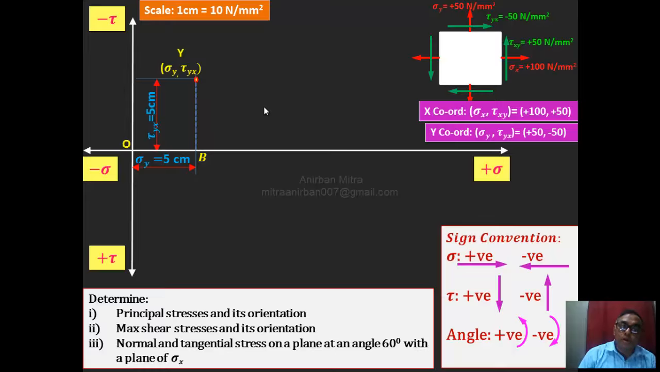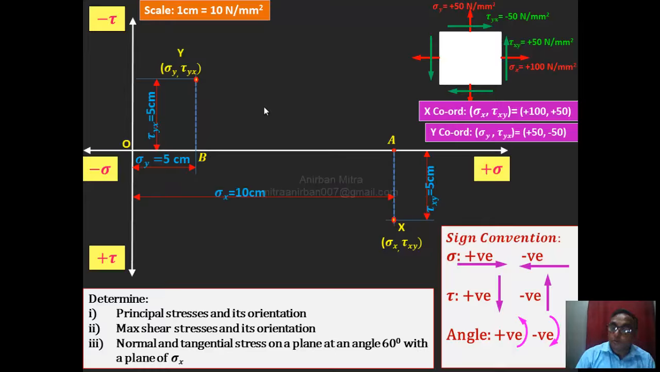Similarly, we plot the x point. So this is the y point, I just take it as the y point. Then I have to plot the x point. So sigma x, 100 Newton per mm square, means 10 centimeters. Then tau xy is positive, 50 Newton per mm square. Divided by the scale, it will be 5 centimeters, but since it is positive, it is in the downward direction. That thing only you have to remember. So I mark the point with coordinates sigma x and tau xy.